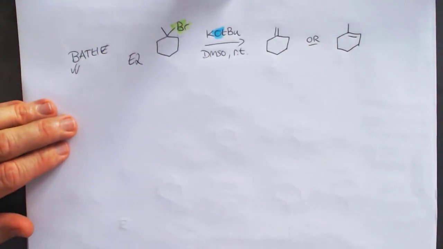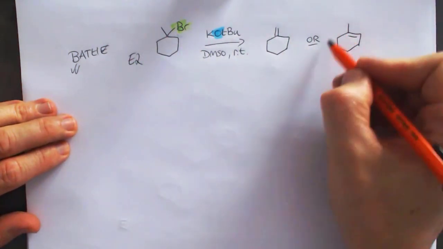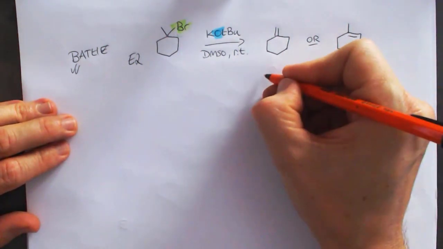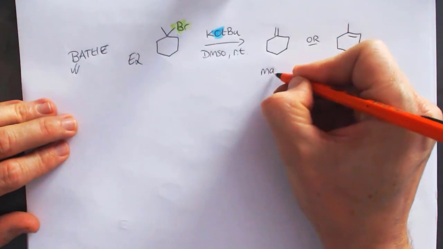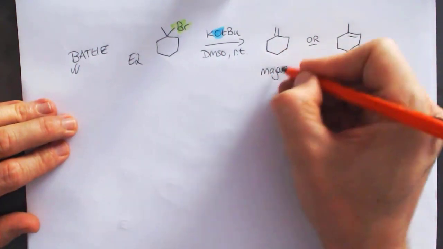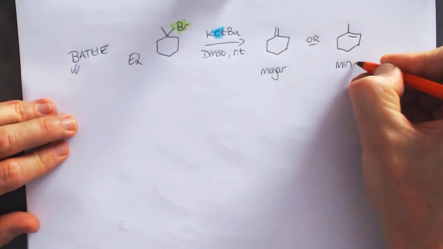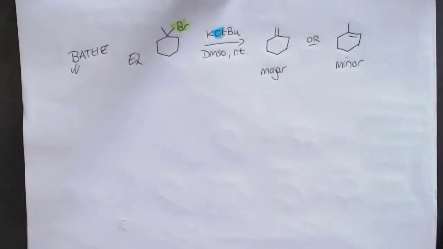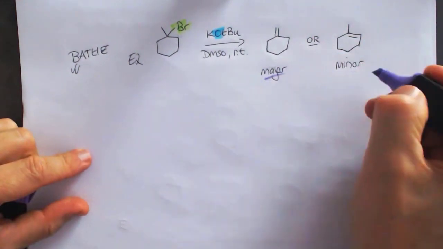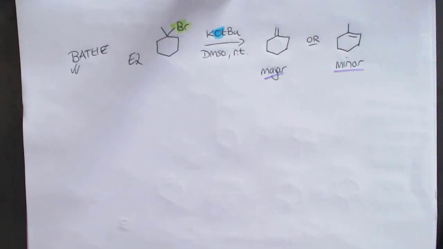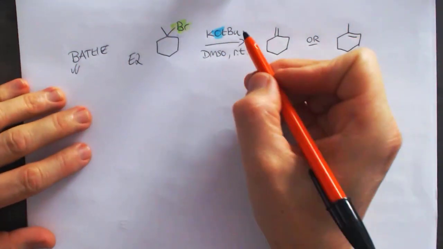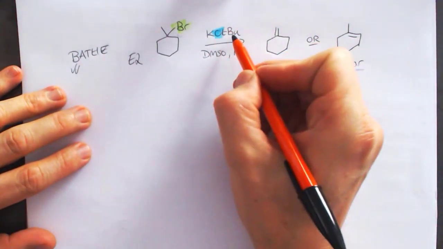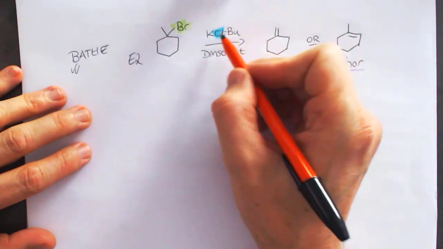Now, Zaitsev's rule would say that this is the major product. But it turns out that in this case, Zaitsev's rule is not right. This, however, ends up being the major product, and this one ends up being the minor product. So what's going on? Well, this is actually quite easy to understand, and it has everything to do with the fact that the base is extremely big and bulky.